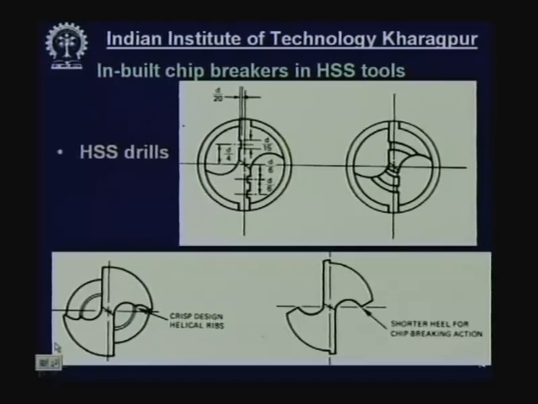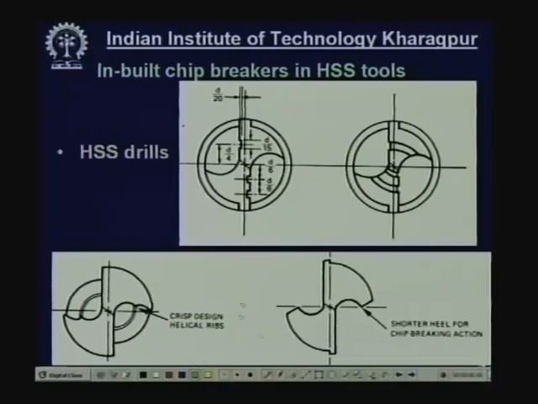Now, this chip breaking is not only confined to say carbide tools or ceramic tools, those are adopted in high speed steel. Here you can see on the high speed steel tools. Now, high speed steel is a very primitive tool material, which was invented around the beginning of the 20th century. But this primitive tool is still getting used.